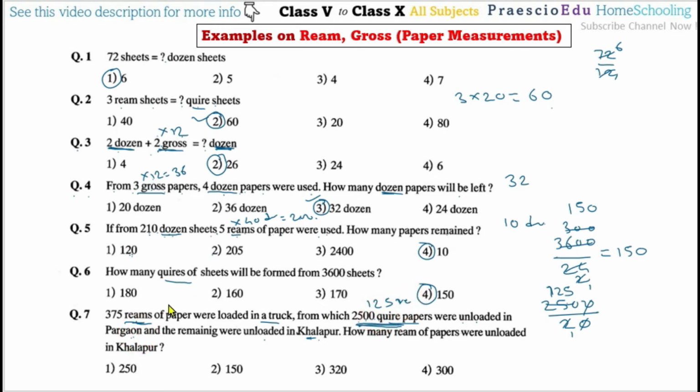So for the remaining, from these reams we will deduct. 375 minus 125 is equal to 250 reams. 250 reams is given in option number 1.